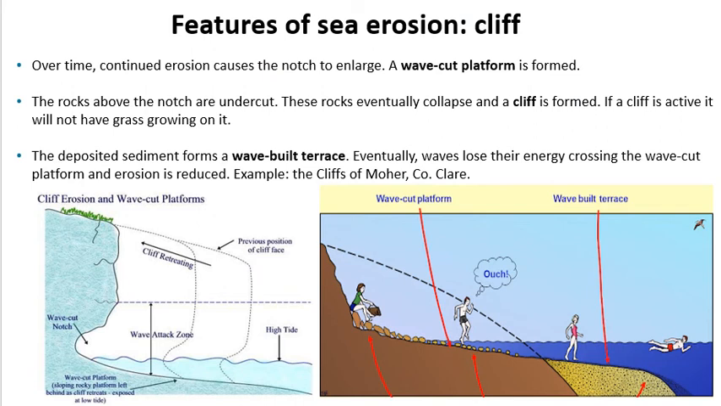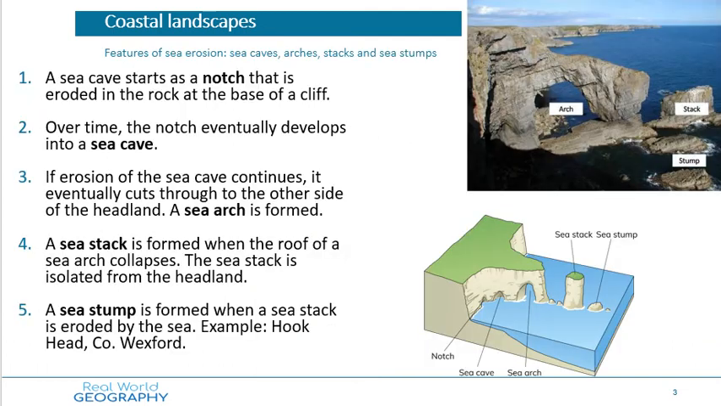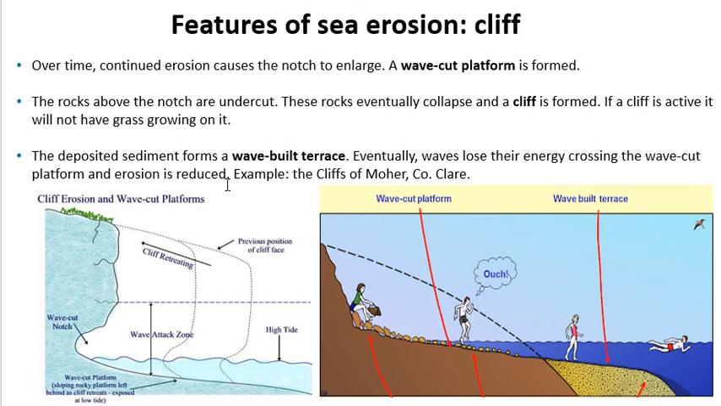Eventually, waves lose their energy crossing the wave cut platform, and erosion is reduced. So sometimes, guys, when the waves cross this wave cut platform here, they absorb the energy of the waves, and it kind of protects the rest of the cliff from erosion. So eventually, erosion does slow down and sometimes stop. For an example of cliffs, there are the cliffs of Moher, County Clare.